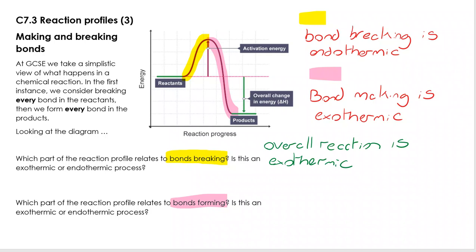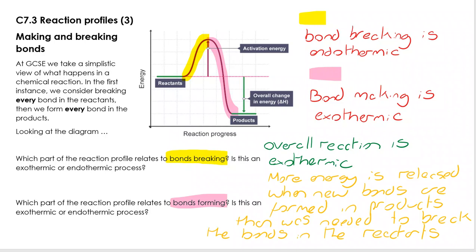The overall reaction here, it wasn't asked for, but it is exothermic because we have lost energy overall. Just looking at the reasons for that, it's exothermic because more energy has been released when the new bonds are formed than was needed to break the bonds in the reactants.